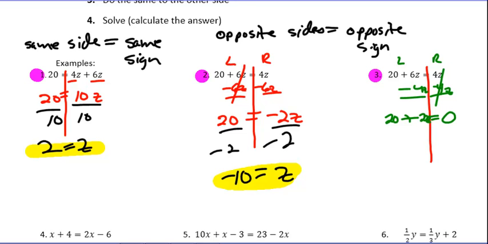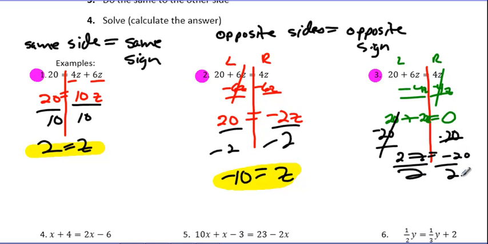Now we go ahead and solve like we did before. I'm going to subtract 20 from both sides. 20 and negative 20 is 0. I don't need to write 0 here because I have 2z that I'm going to drop down. Over here, that's going to be negative 20. I divide by 2, and I end up with z equaling negative 10. And guess what?